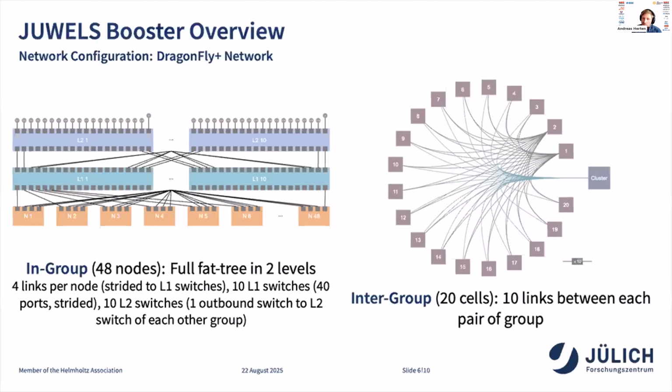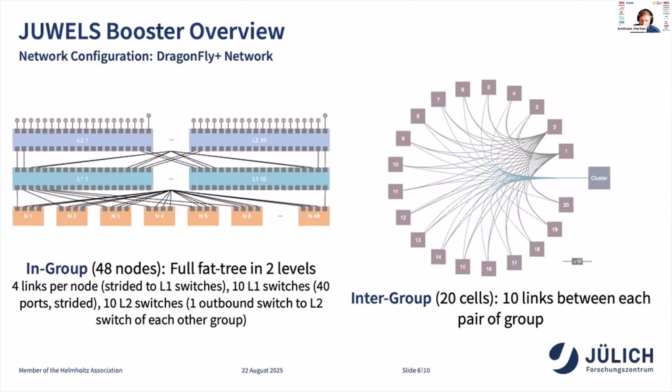Then zooming out of the node, these are the northbound links here. We have somewhat more sparse connectivity where we connect 20 groups together, each with 10 links, so that there is still some performance available, and this is done via adaptive routing. So this is the system we are going to use today.